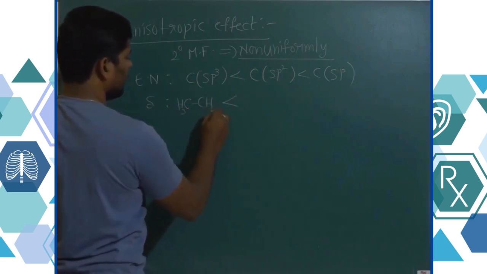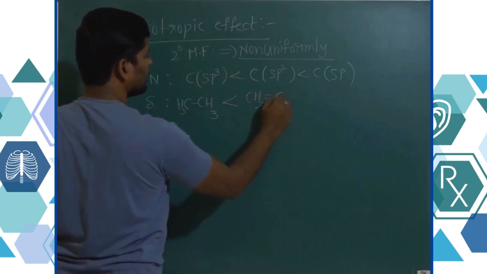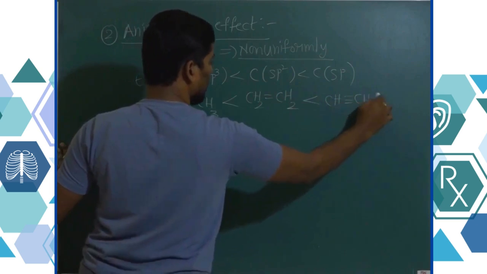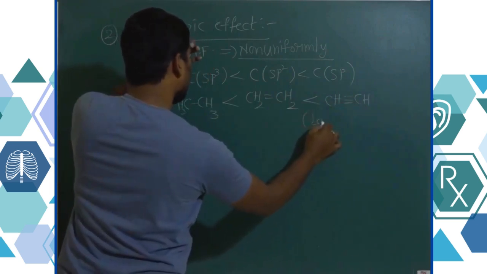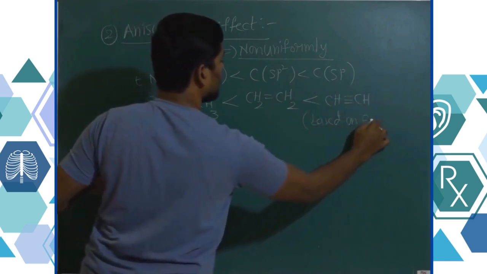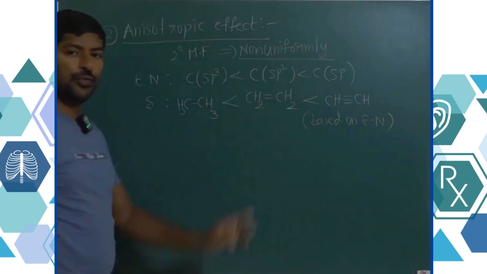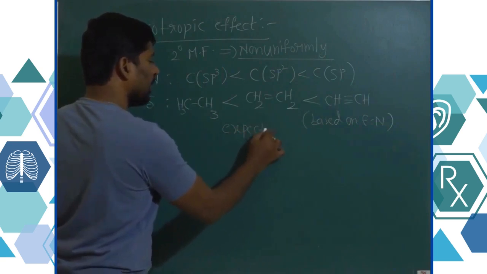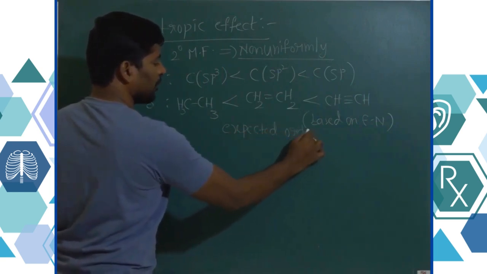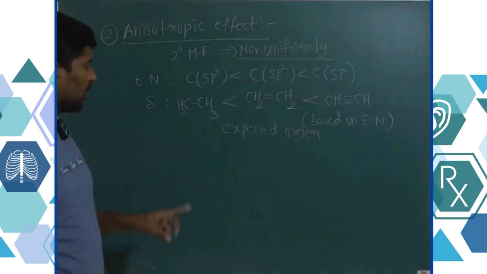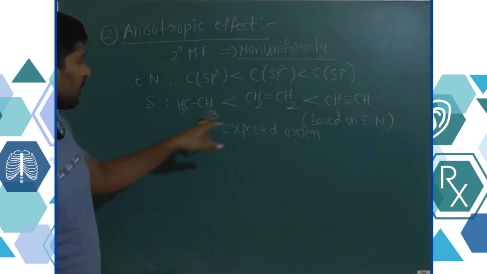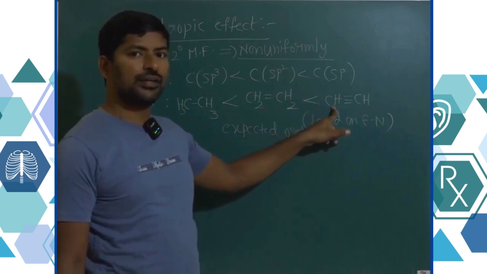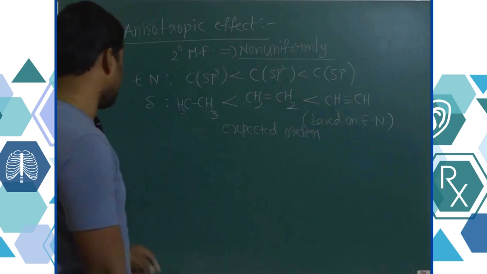So the chemical shift values for ethane, ethylene and ethyne will be like this based on electronegativity. Based on the electronegativity of carbon, this is the expected order of chemical shift values. As the carbon electronegativity is high, its chemical shift value may be high.